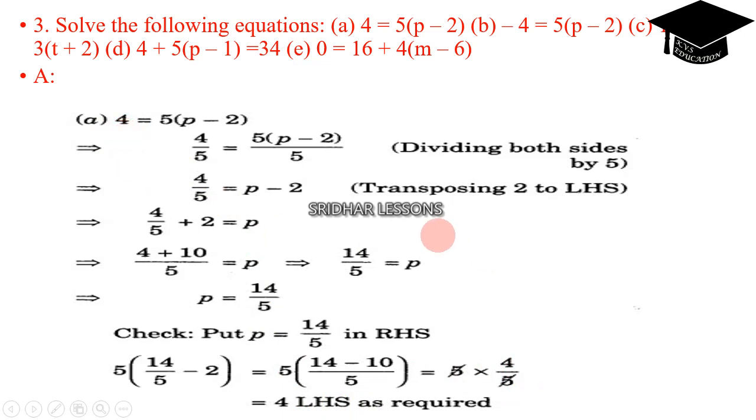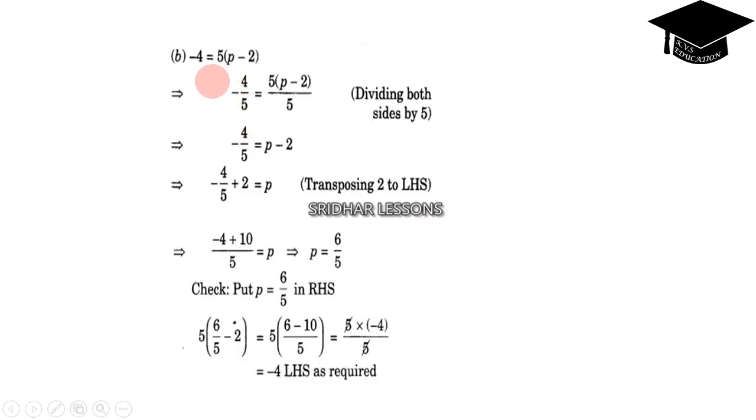Next question. Minus 4 is equals to 5 into p minus 2. Here we have multiplication, so go for the division on both sides. Minus 4 by 5 is equals to 5 into p minus 2 divided by 5. 5 and 5 get cancelled. Minus 4 by 5 is equals to p minus 2.